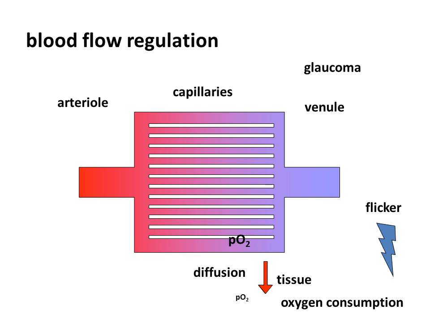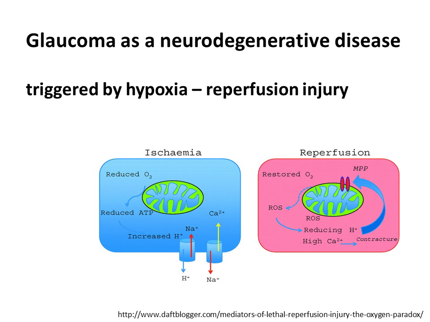So all that data hints to the fact that dysregulation of blood flow may contribute to the development of glaucoma. So the question is, do we have hypoxia in glaucoma? I don't believe that we have permanent hypoxia, but it is known that periods of hypoxia and reperfusion injury may contribute to neuronal loss via oxidative stress in the neurons.